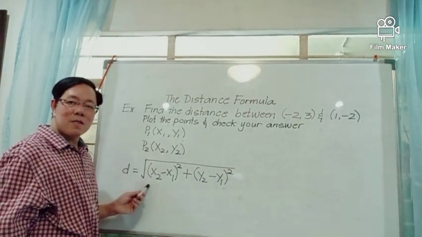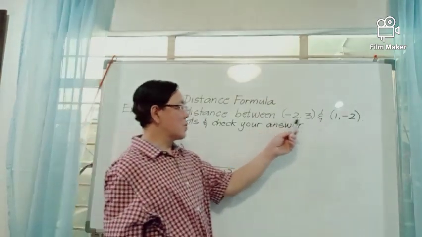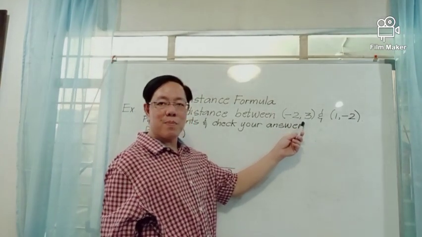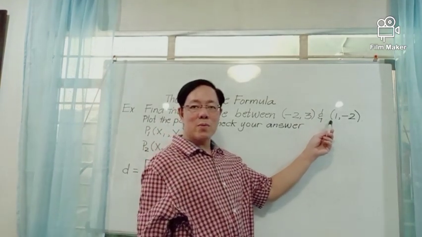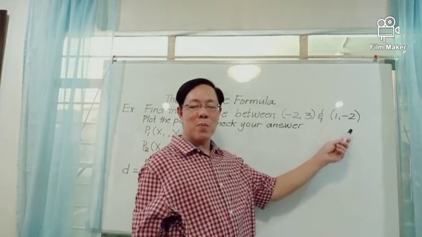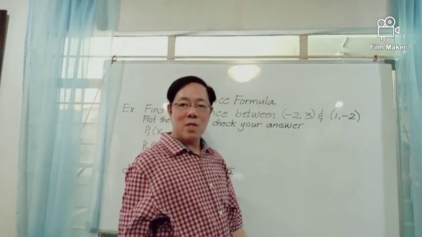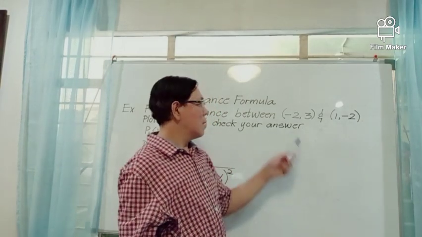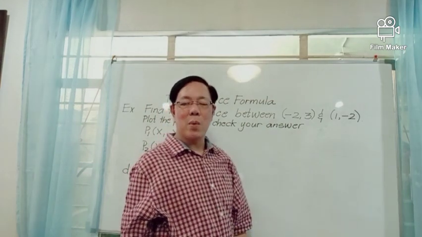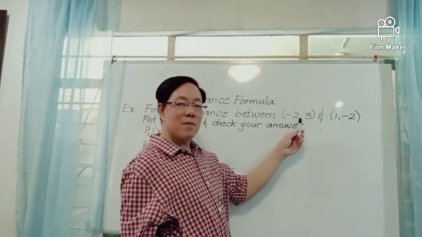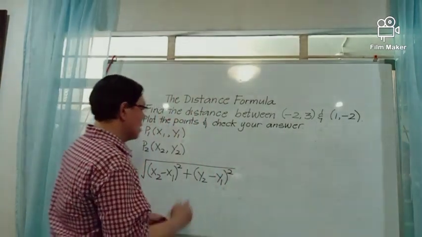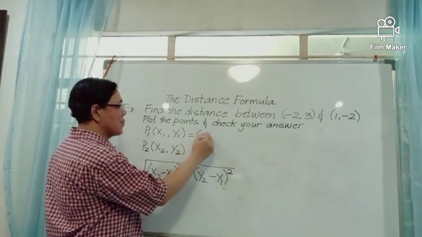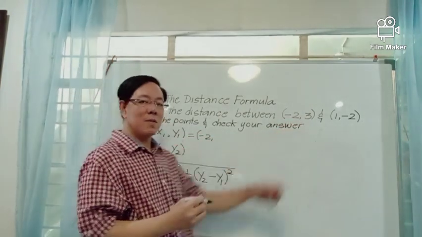In using this distance formula with these 2 given points, you can take this point negative 2, 3 as the point P1, and this point 1, negative 2 will be your point P2. But you can also take the second point 1, negative 2 as your point P1, and negative 2, 3 will be the point P2. I will take the point negative 2, 3 as the point P1. So P1 is the point negative 2, 3.